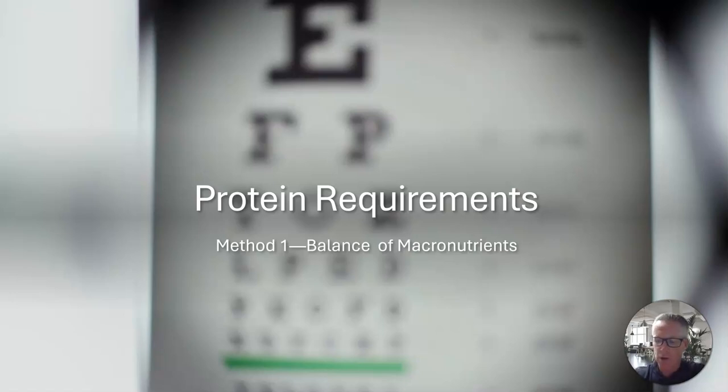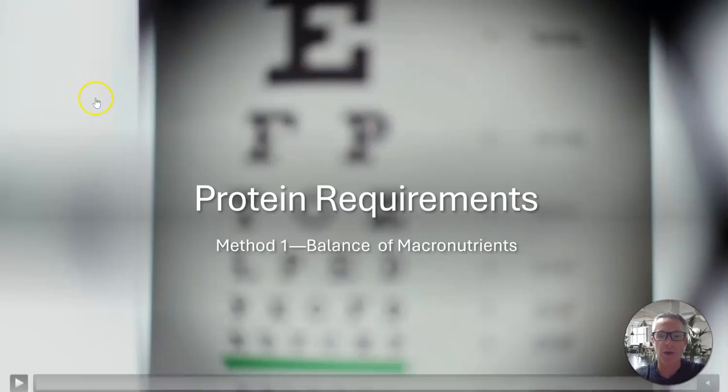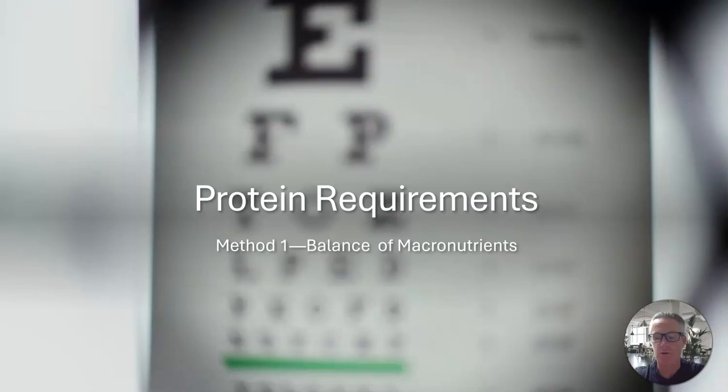All right, so we are continuing with protein here. We're going to try to figure out how much protein I really need. I know there's a lot of theories out there, but we're going to get into some of the methodology in terms of determining that. So the first thing that we're going to discuss is method one, the first method, which is the balance of macronutrients, right?